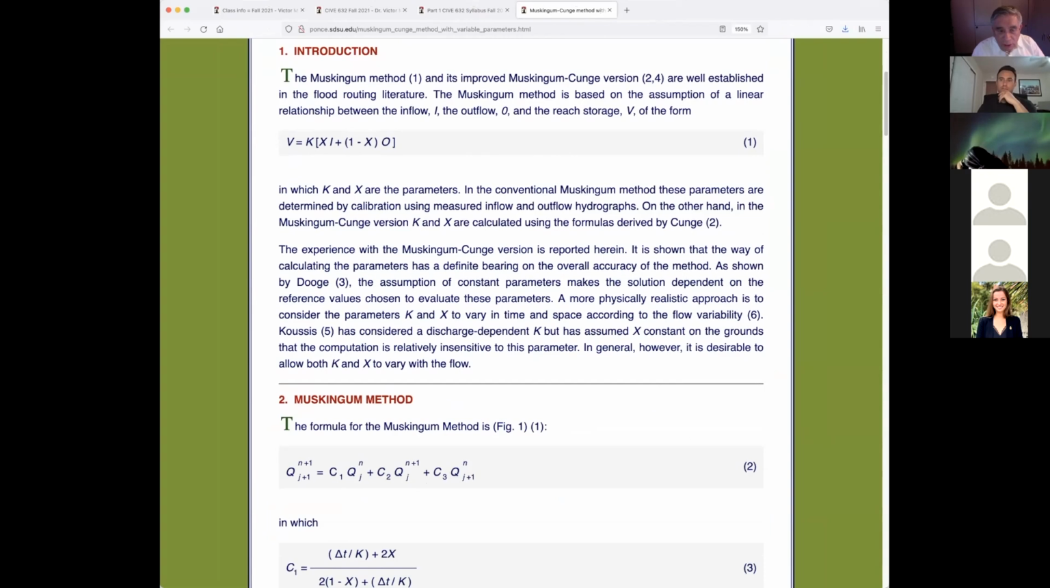It is shown that the way of calculating the parameters has a definite bearing on the overall accuracy. As shown by Duke, the assumption of constant parameters makes the solution dependent on the reference value. What is the reference value? You need a value or values to calculate the parameters. If you choose one value, you're going to get an answer. If you let the value of the parameter vary throughout the flow, then you get a different answer.